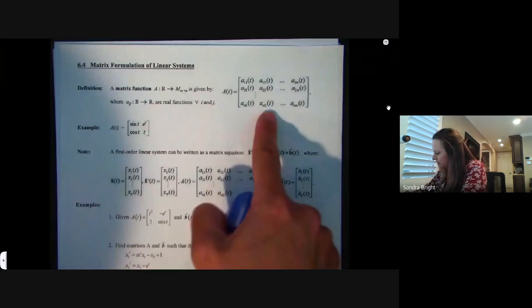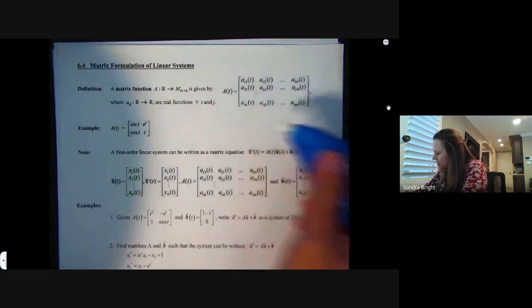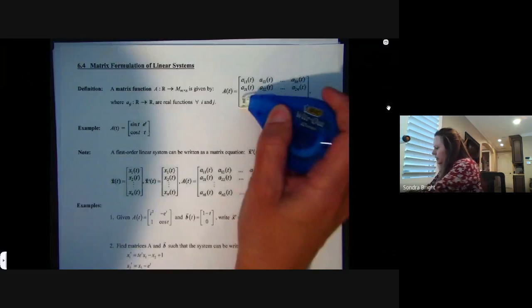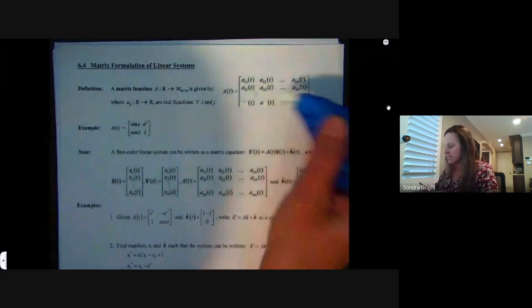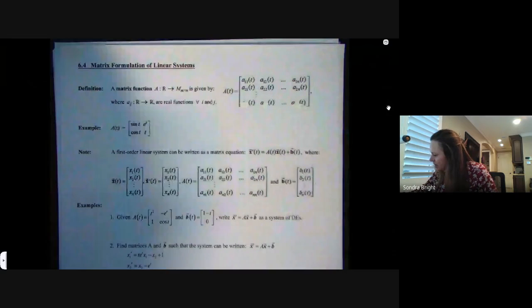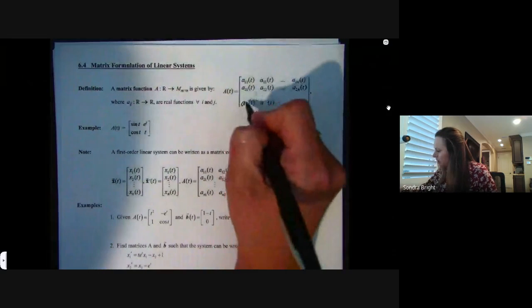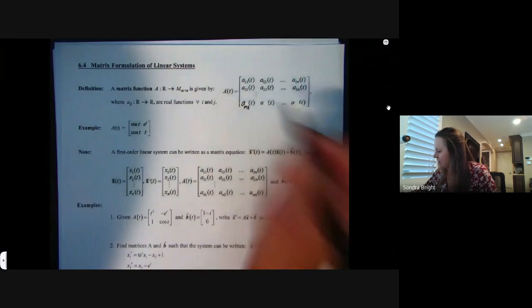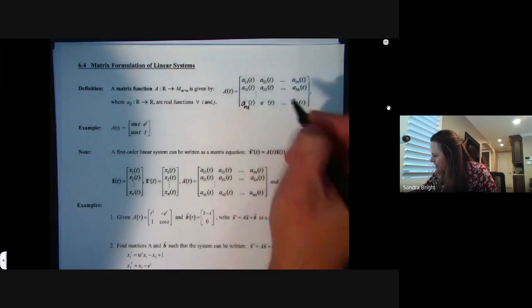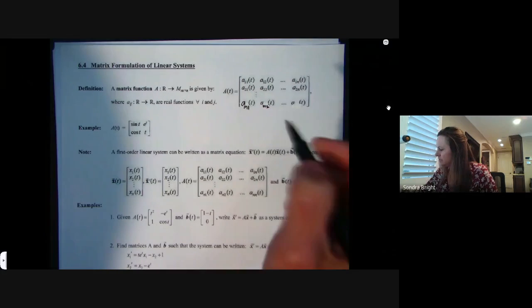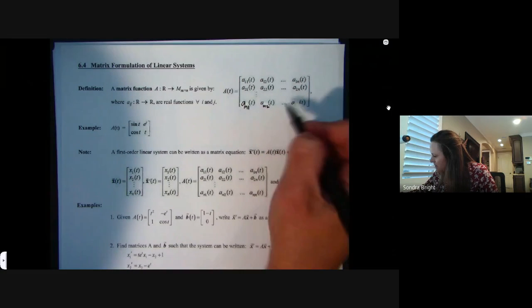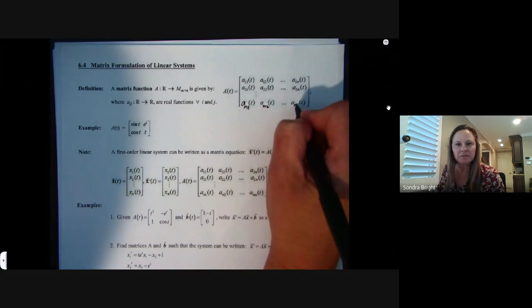Okay, we're going to fix these. This is going to be the m row first column of t, and then the m row second column, am2 of t, and then this would be the m row n column. Hopefully that makes sense.